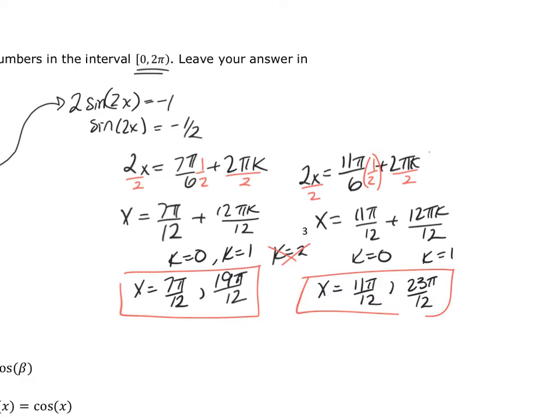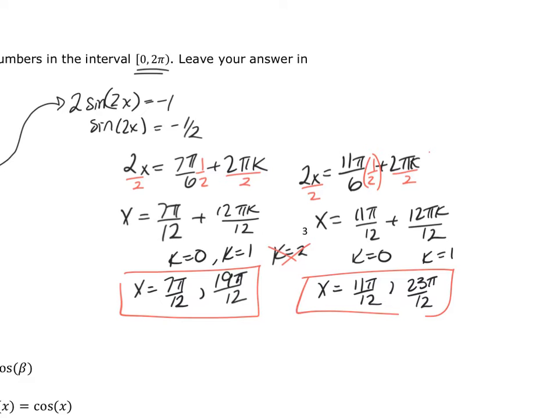Why aren't we going beyond k equals 1? Why don't we go to k equals 2? So the question is, why don't I go to k equals 2? That's because I have to stay in the interval between 0 and 2 pi. If I use k equals 2, then I have a number that's outside of 2 pi, so that's why I don't use 2.